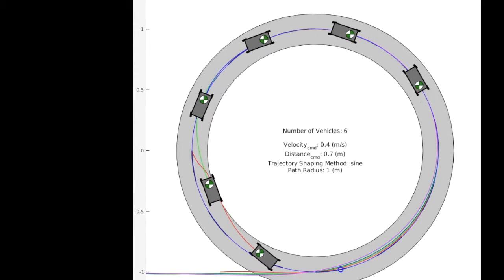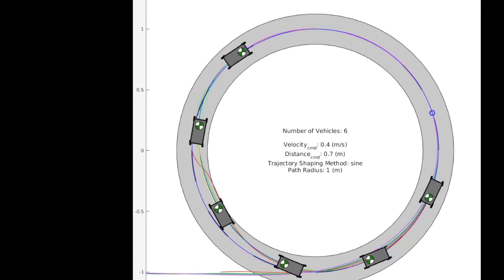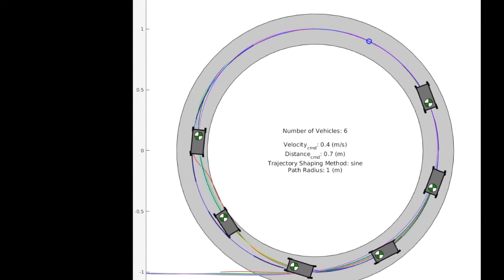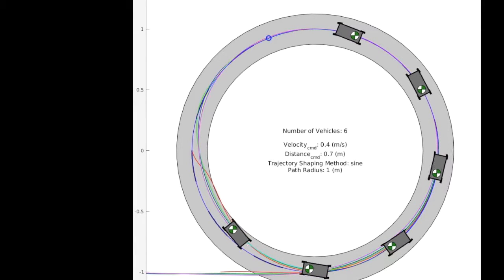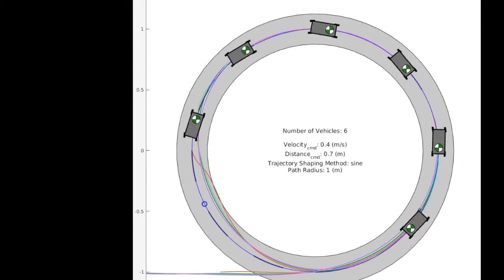Now the disturbance was given to the front vehicle, and you will see that they converge back, showing that the vehicle is robust to disturbances.